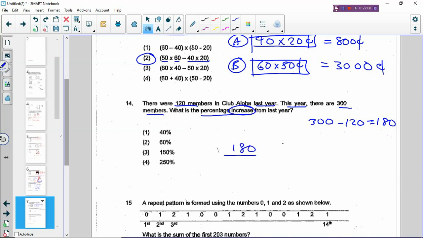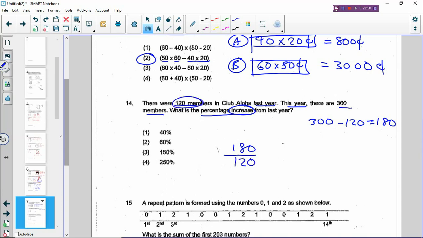And then what is the denominator? Now, the denominator is always the original, right? The starting number, the number at first, the number before you increase. So to get the denominator, you just have to remember it is the number that you start from. So where do you start from before you increase? You start from 120 before you increase, right?